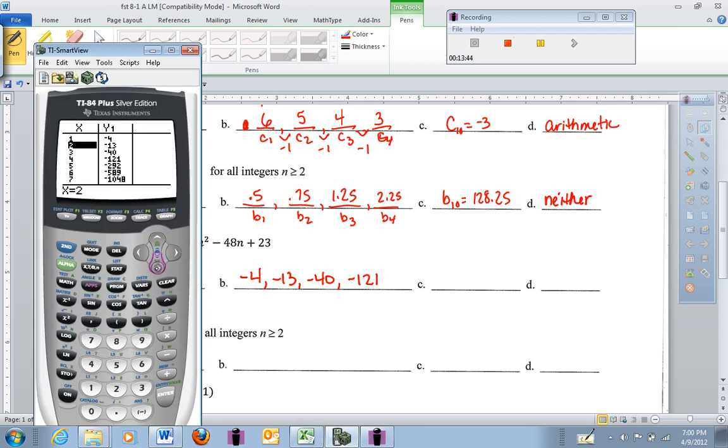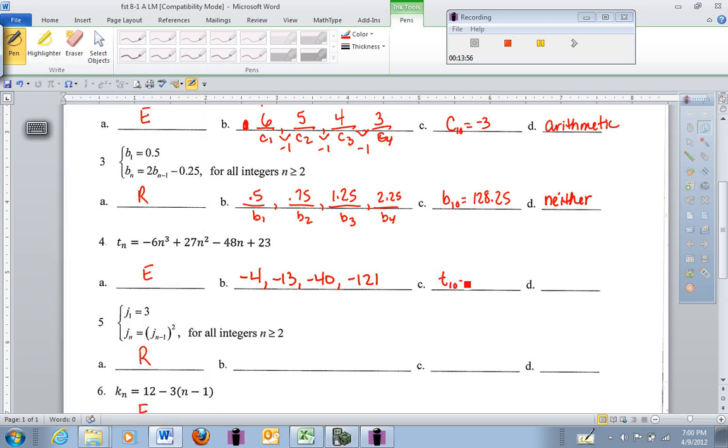Okay, and then it wants the 10th term. So I'm just going to come down here to where it says 10. And I see that the 10th term is, I think it's T sub 10 this time, negative 3,757. Okay, this is going to be going down by 9 and then going down by more than 9, so it's not arithmetic. 13 divided by 4 and 40 divided by 13 do not give me the same ratio, so this function is neither.